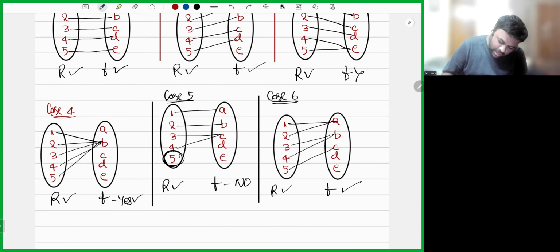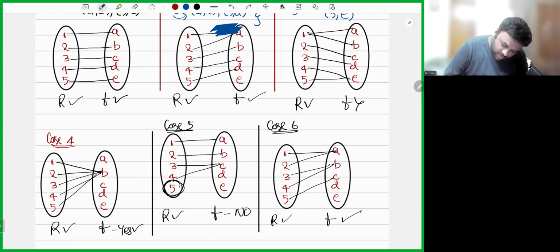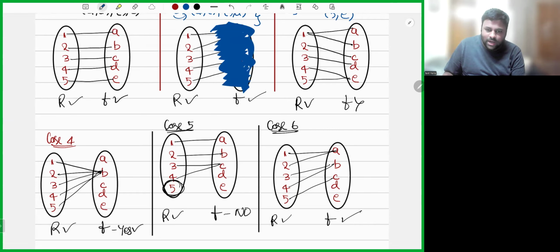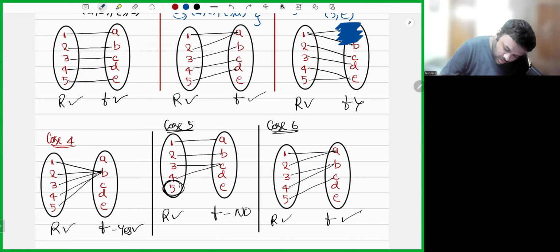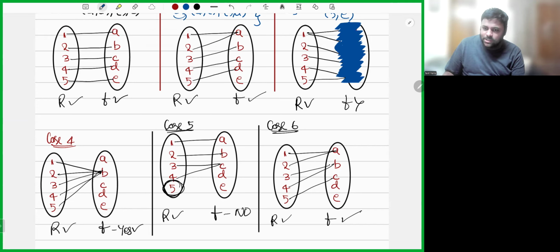If you're getting confused, you can see like this. Now see here. Is only one arrow passing from every element? Yes, only one arrow is passing from every element. Is it a function? Yes, it's a function. Now see here. Is only one arrow passing from every element? No. From 1, 2 arrows are passing. So is it a function? No, it's not a function.